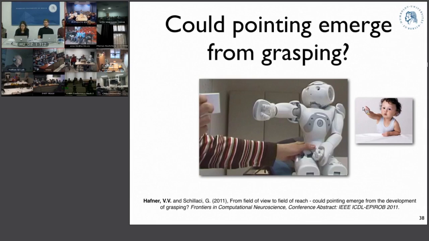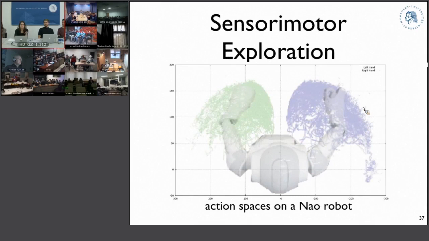The robot just learned positions where it could reach. So the question was, what happens if you put that object outside the field of reach? Do you have any ideas? Anybody?